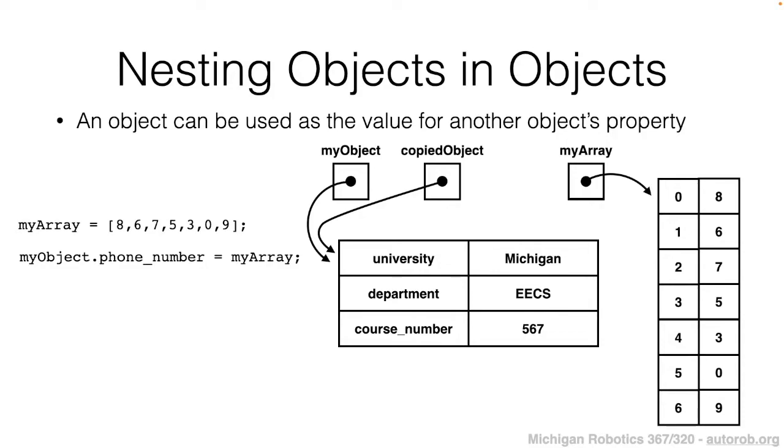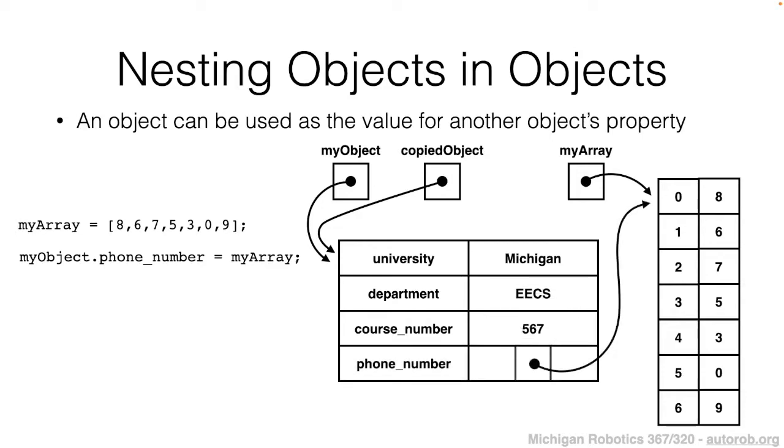And so in addition to this, based on this sort of use of references within JavaScript, one thing that you can do is you can actually point objects to one another. So in this particular example here, where we set the phone number property of my object to my array, what that will look like graphically is the following, right?